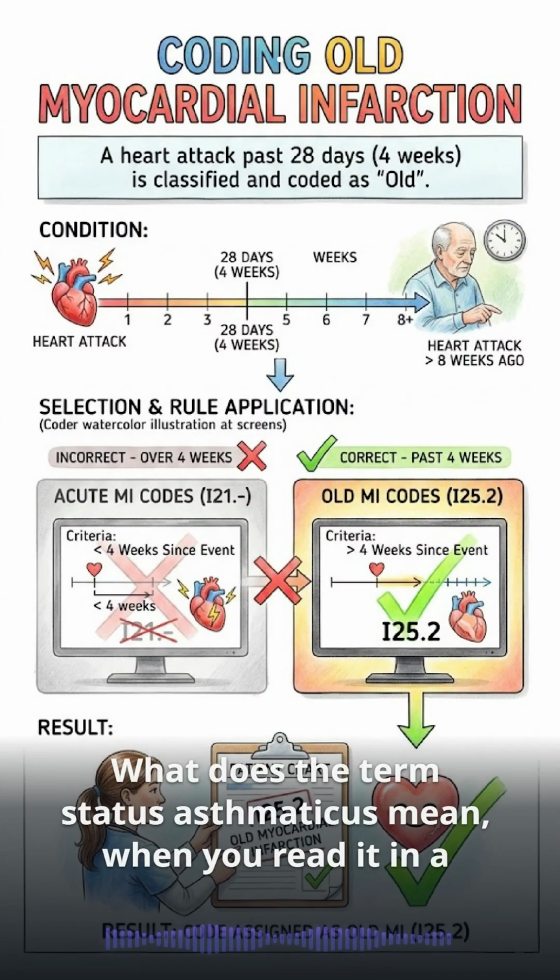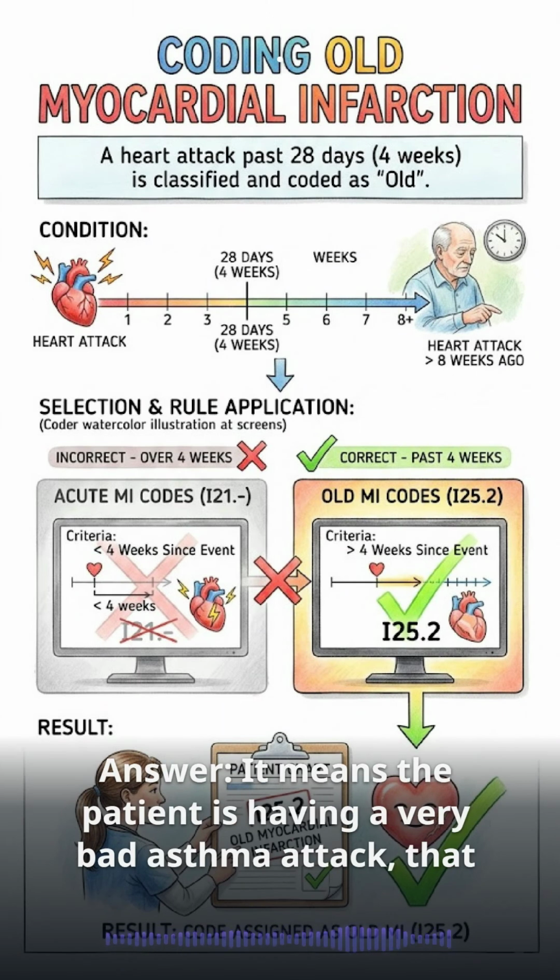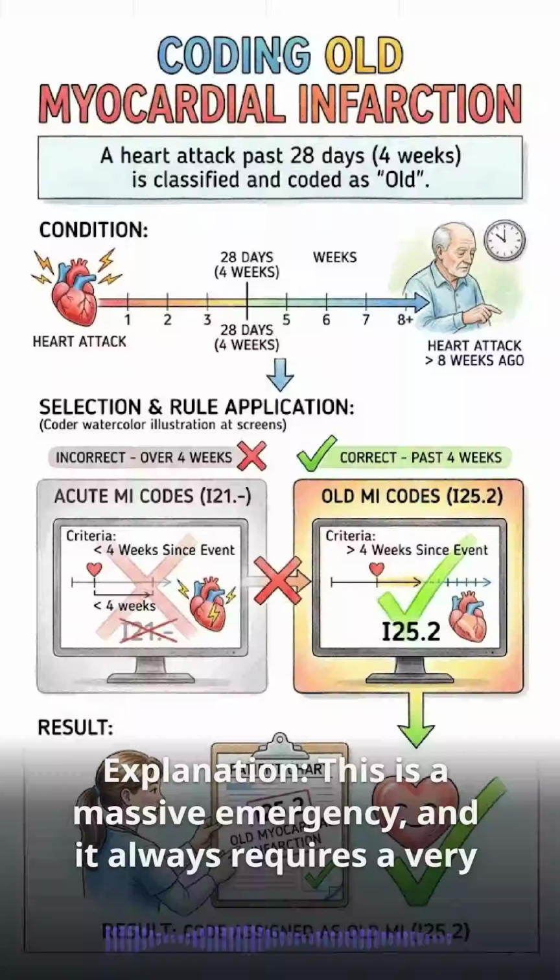46. What does the term status asthmaticus mean when you read it in a medical chart? It means the patient is having a very bad asthma attack that will not stop. This is a massive emergency, and it always requires a very specific code to report.